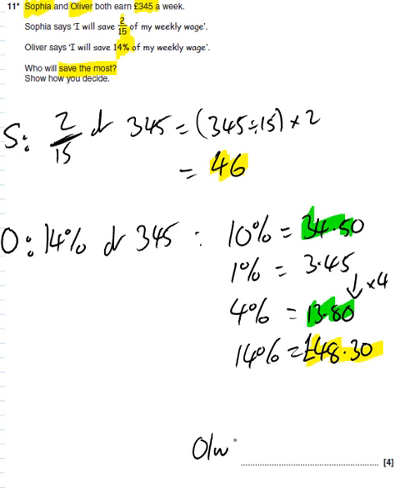So if we look at both our answers, then who saves more? Oliver? Is that right, Oliver? I should check, yeah, Oliver. By, and then say by how much. It's a starry question, so I always like to see the difference. By £2.30.